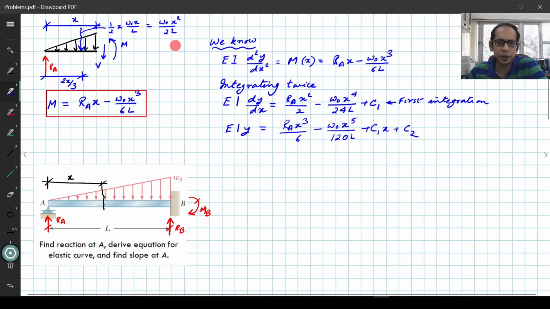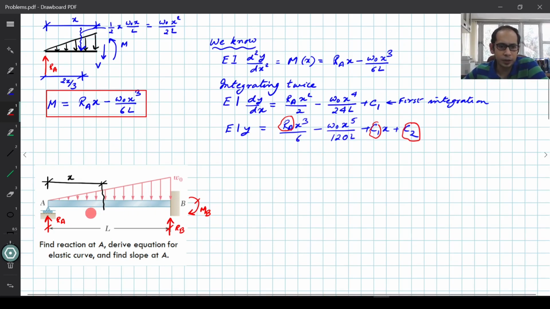So this is the expression we get. The first one is for the slope, and this is after you integrate it one more time. So now you see this equation has three unknowns. Your RA is an unknown, and your C1 is an unknown, and your C2 is an unknown. But now you have three boundary conditions.